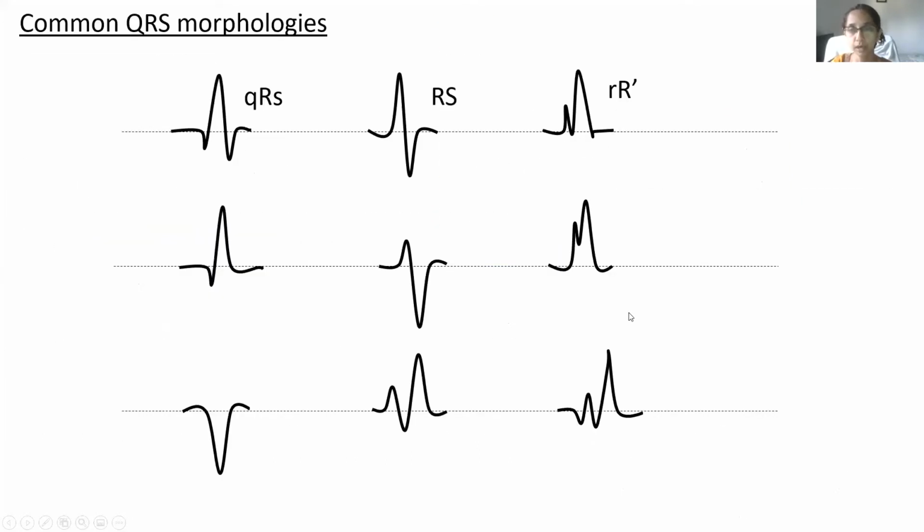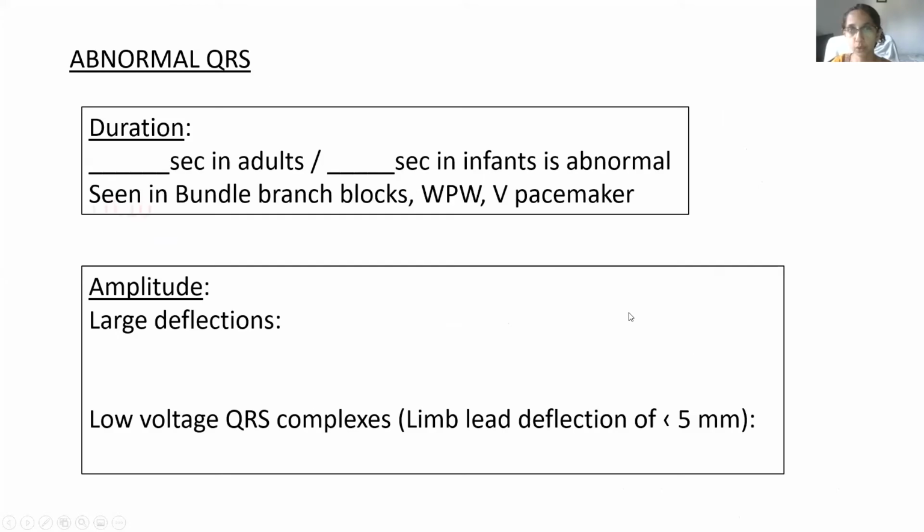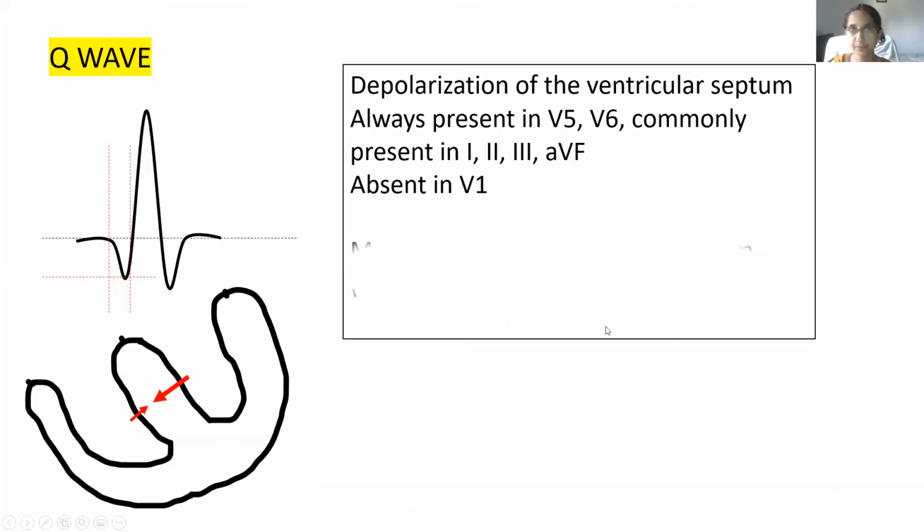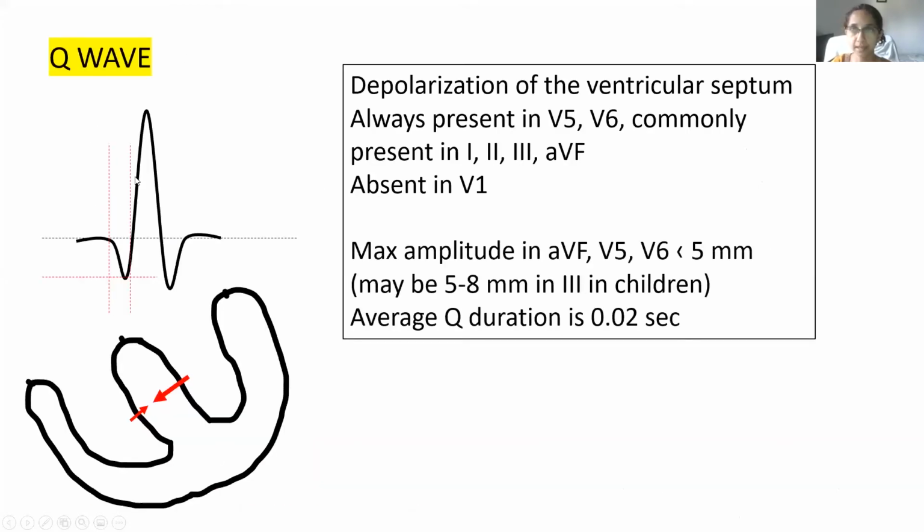We also understood a little about the Q wave and the T waves. The Q wave, as we understand, is the depolarization of the interventricular septum. Q waves are commonly present in V5, V6. Usually the amplitude is 5 millimeters and the width is 0.02 seconds.